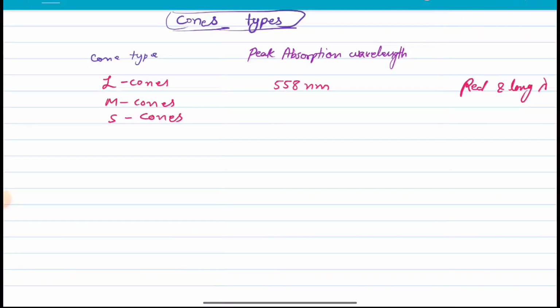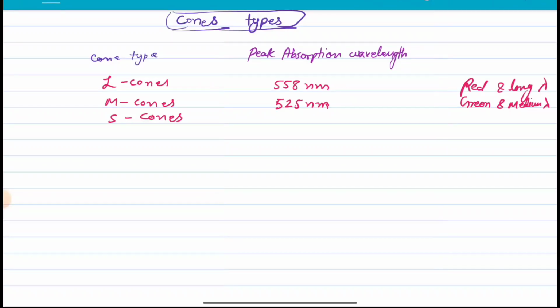And the M cone absorbs approximately about 525 nanometer, and all this data is collected in vitro. If you talk about in vivo, 525 nanometer is shifted towards 530 nanometer. So the M cone absorbs 525 approximately in vitro, and that's, we can say, green, the medium wavelength of light.